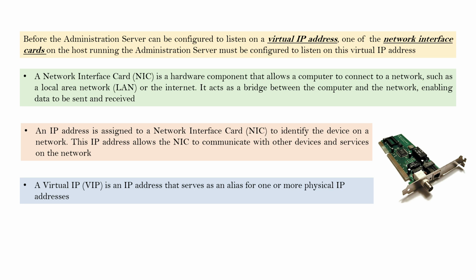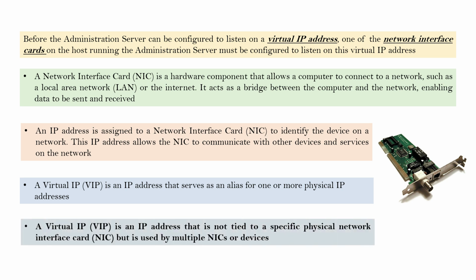Now, a virtual IP is an address that serves as an alias for one or more physical IPs. So once you have a network interface card associated with a physical static IP, then with respect to that particular static IP, you can create multiple aliases. That means multiple different IPs, which are called virtual IPs, which you can start and stop anytime on that particular node or machine, completely based on your physical IP.